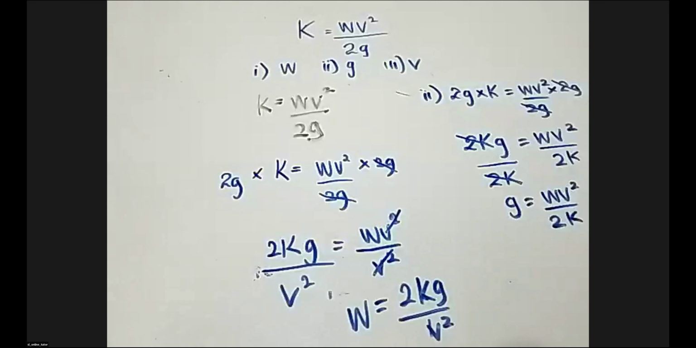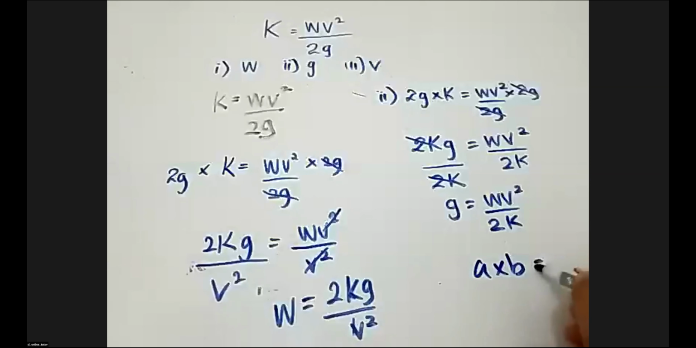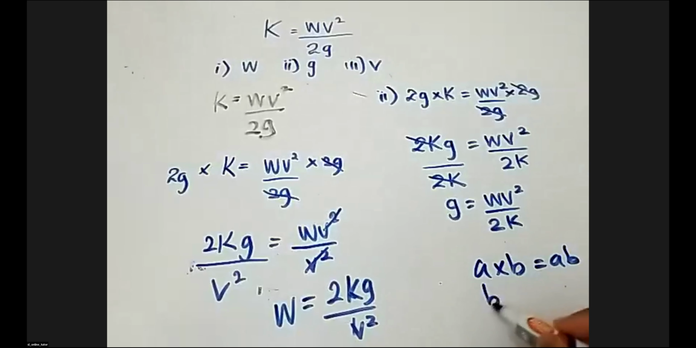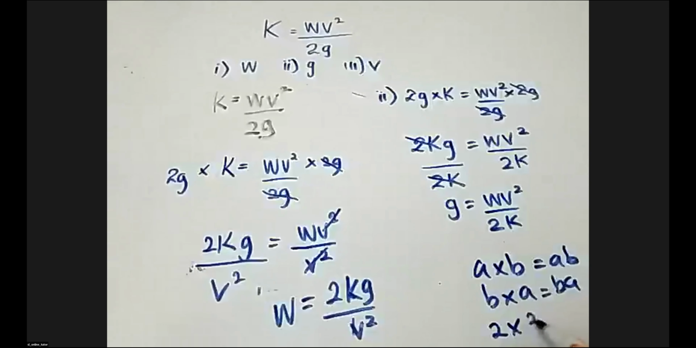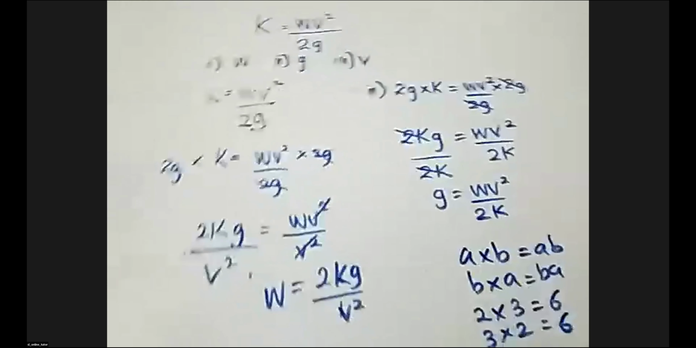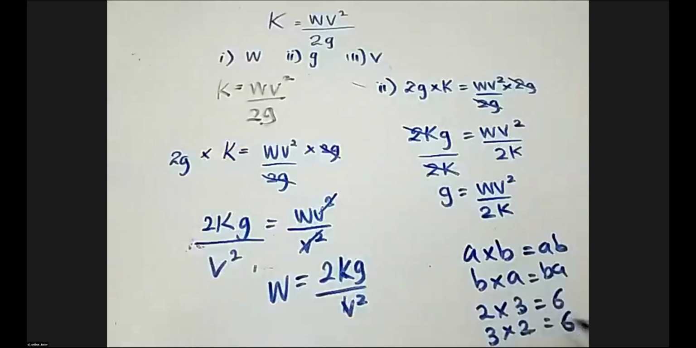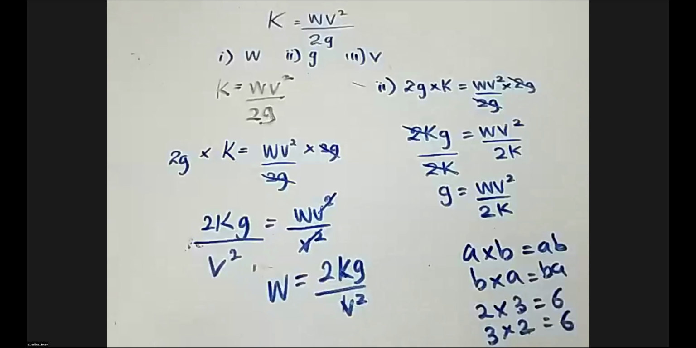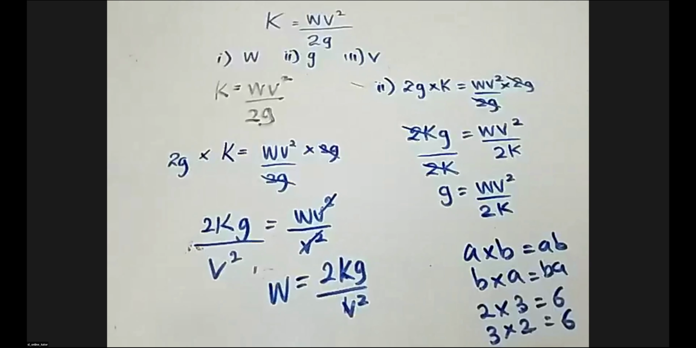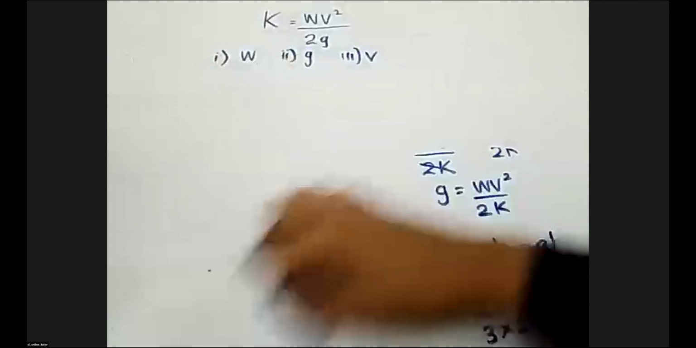It's like this. If I tell you A into B is AB, B into A is BA. 2 into 3 is 6 and 3 into 2 also 6. So if you write G into K or K into G, whatever it is, it's the same. Very good, Amara. Got your work done. Right. Let me take the last one, Roman number 3.